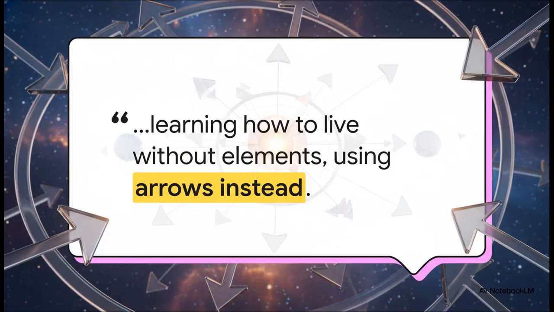This quote from Mac Lane really gets to the soul of it. He's inviting us to make a mental shift. Stop focusing on what things are, the elements, and start focusing on how they connect and transform, the arrows. A Kan extension is the ultimate example of this. It's an idea defined completely by its universal relationship to everything else.